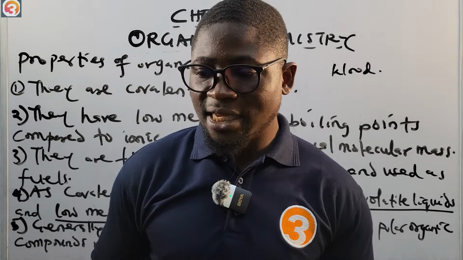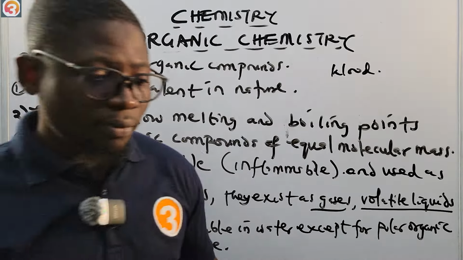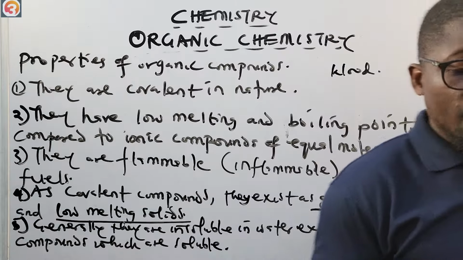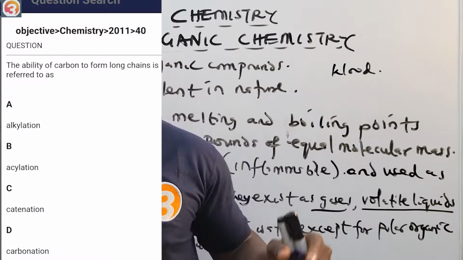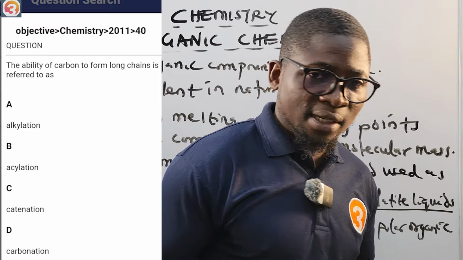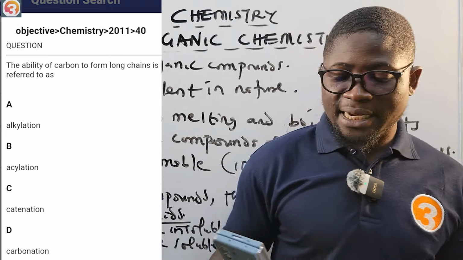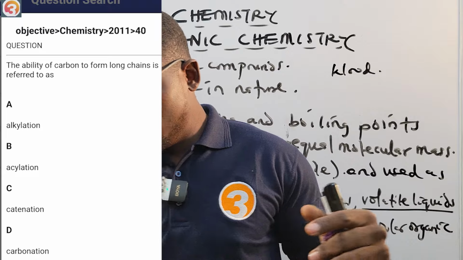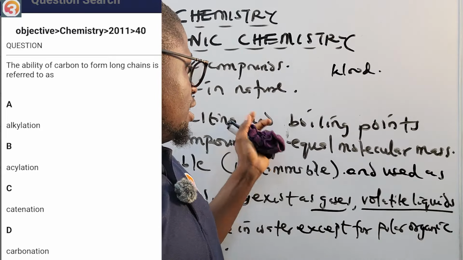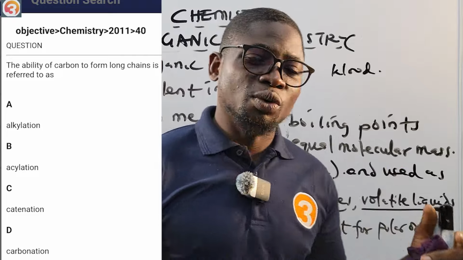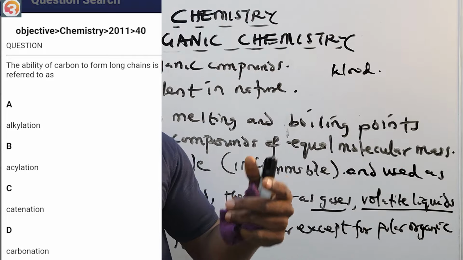To end this class, we're going to look at a question from the app that we were looking at before. Chemistry 2011 number 40. It says the ability of carbon to form long chains is referred to as A, alkylation, B, isolation, C, catenation, D, carbonation. The ability of carbon to form long chains is called catenation. Please know that.